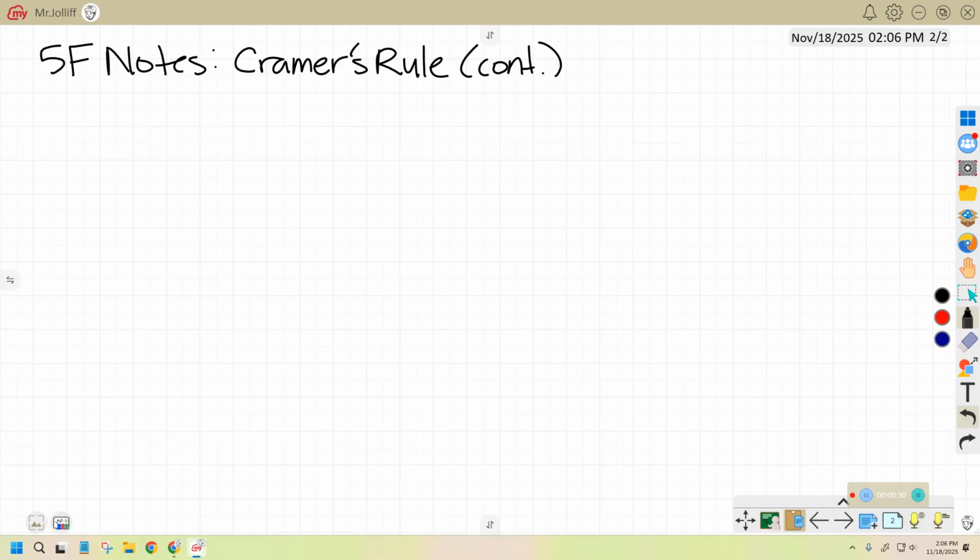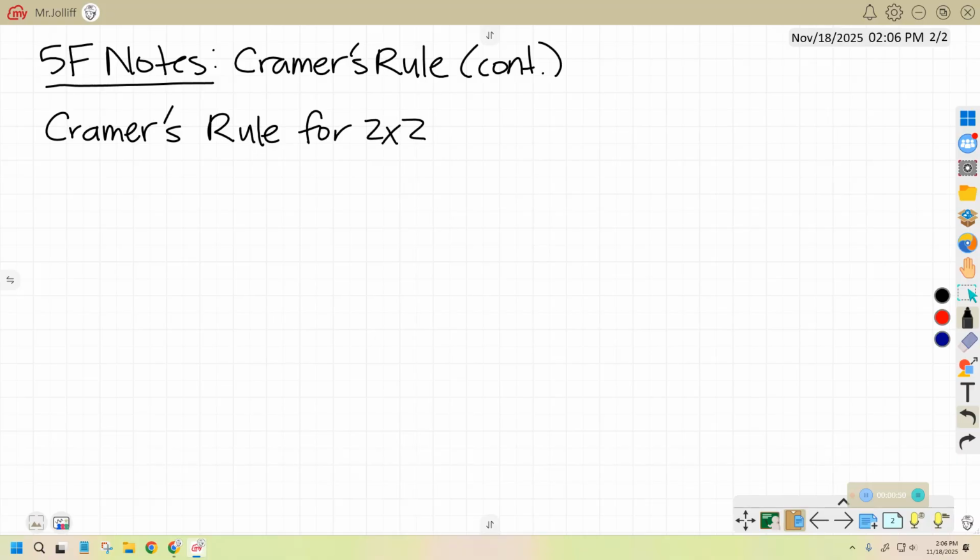So first thing, I'm going to quickly review Cramer's rule. And a reminder that we're only doing Cramer's rule for 2x2s. It exists for larger ones. Once you know how to do them for 2x2s, you can expand. But we're going to focus on 2x2s. So the purpose for Cramer's rule is we want to solve a system of equations.